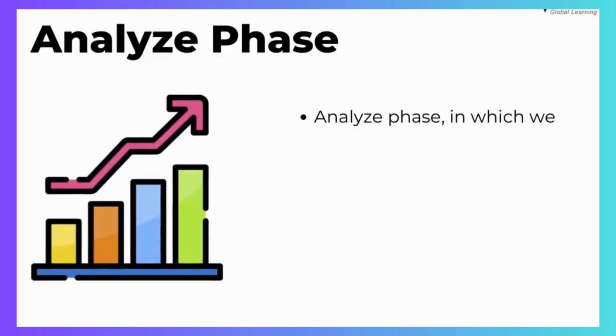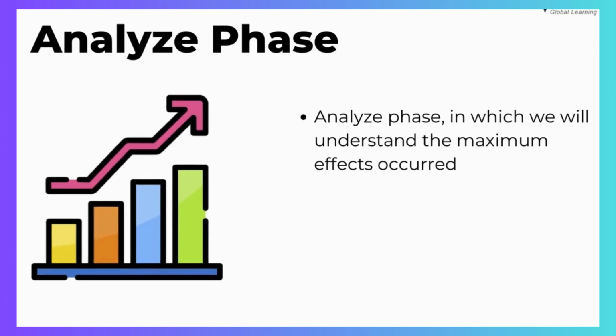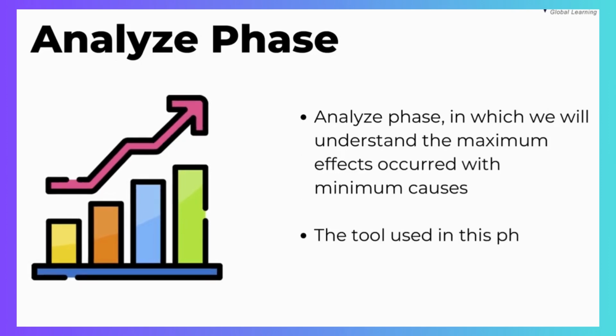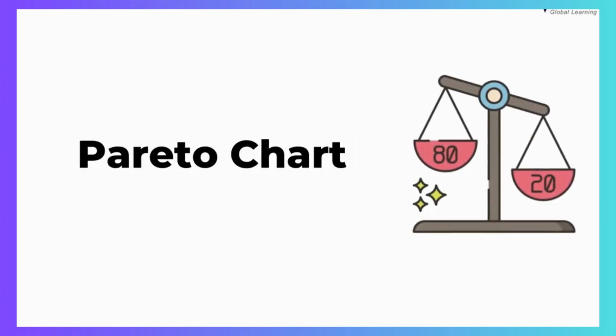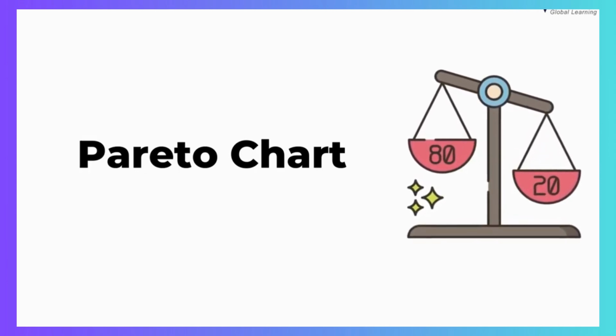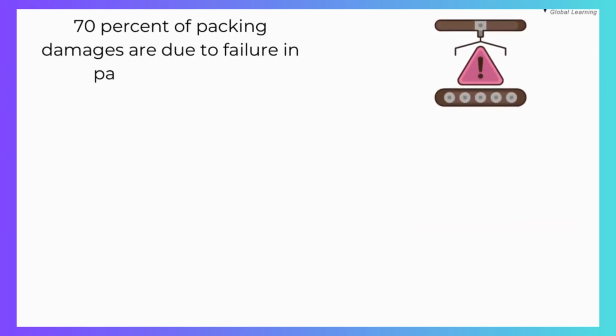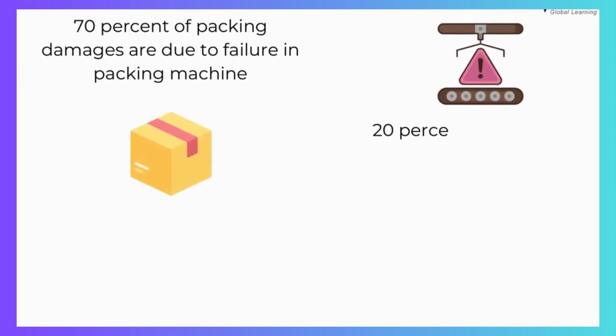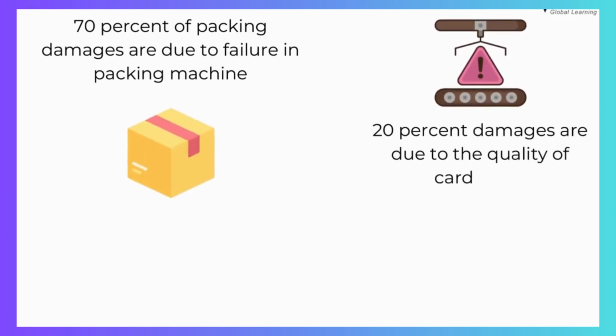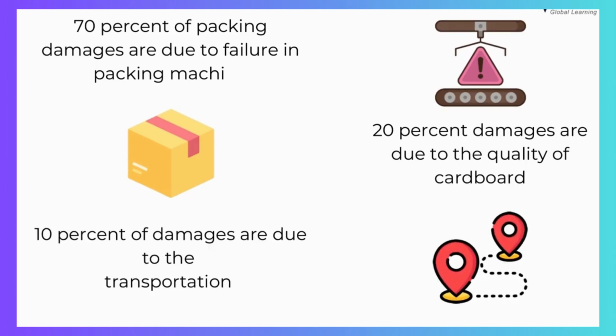Analyze phase, in which we will understand the maximum effects occurring from the minimum causes. The tool used in this phase is the Pareto chart. So, let us discuss the Pareto chart in detail. For this problem, let's say 70% of packing damages are due to failure in the packing machine, 20% of damages are due to the quality of cardboard, and 10% are due to the transportation of deliverables after packing.